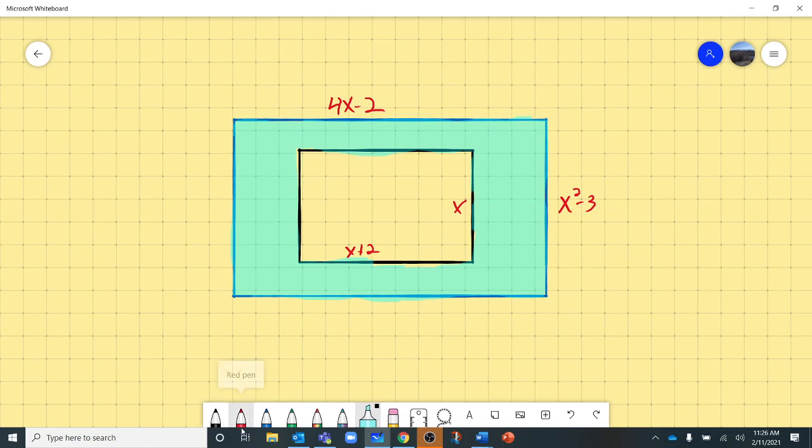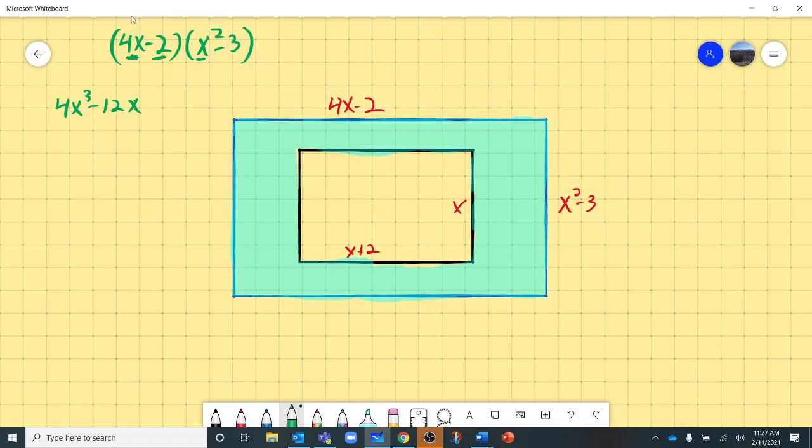Actually, make sure you try this on your own first, but let's start by finding the area of the whole thing. So to find the area of the whole thing, it's going to be (4x minus 2) times (x squared minus 3). And remember that we have to multiply everything by everything. So I'm going to start with my 4x, and I'm going to multiply 4x by x squared. That gives me 4x cubed. And then 4x times negative 3 gives me negative 12x.